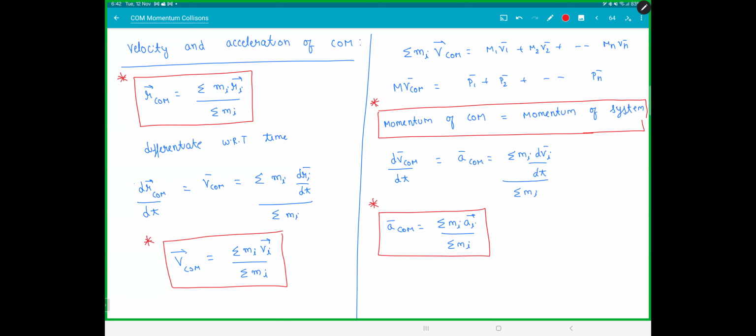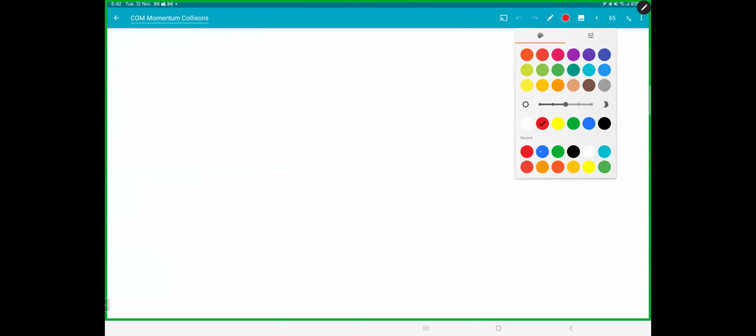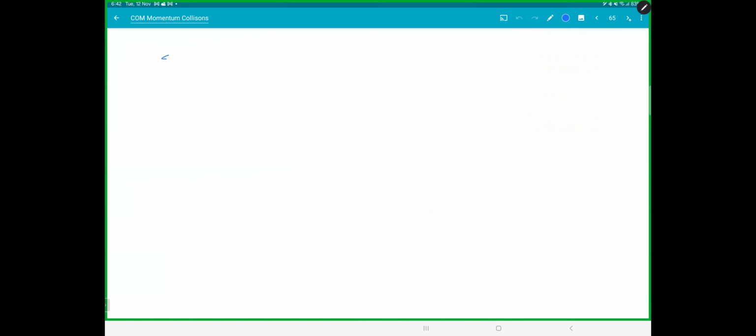Now here you will see something else. If you bring all the mass to one side, sigma mi times acceleration of center of mass is M1 A1 plus M2 A2 and so on till Mn An. What is M into A? M1 A1 is the force on the first particle, M2 A2 is the force on the second particle, and so on till the force on the nth particle. This will be total mass into acceleration of center of mass. So this is nothing but net force.